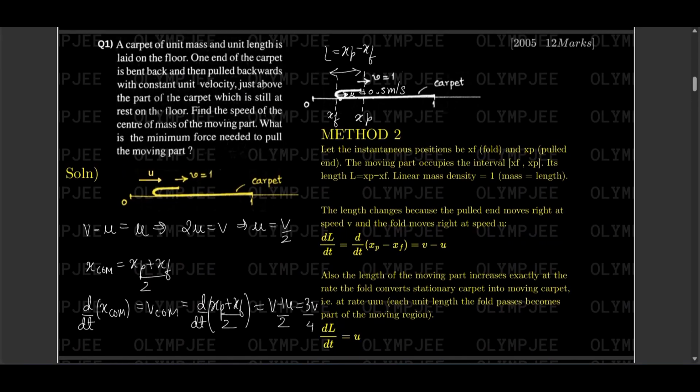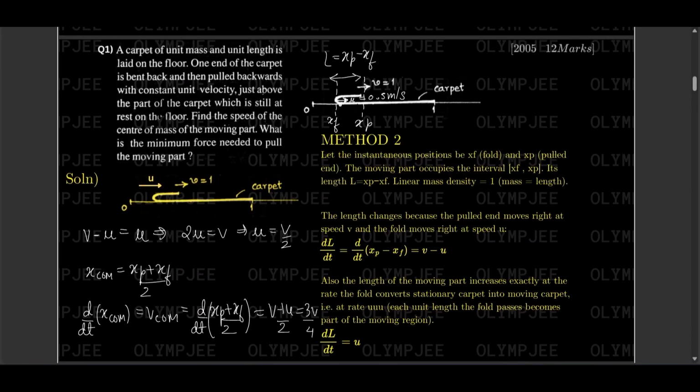So we have completed the first part, and the main point is that this end won't be moving with the same velocity. If this end were moving with the same velocity, then the length of this part would never increase, because dL by dt would become equal to 0. If this part is moving with v and this part is also moving with v, then how can the length change? So this folded end must be moving at a velocity different than v.